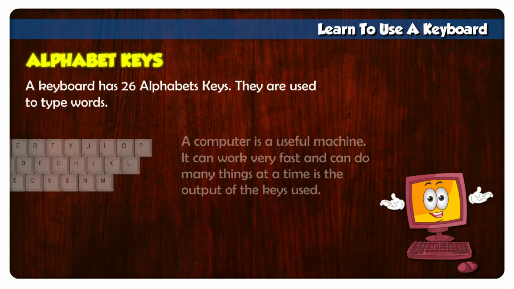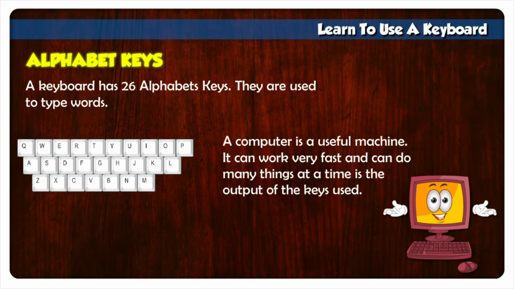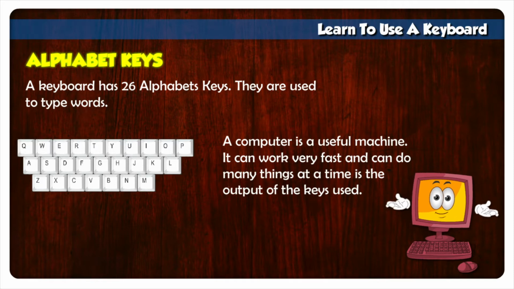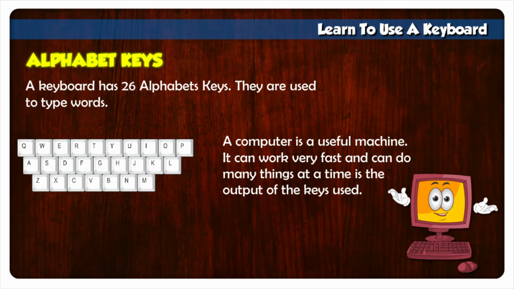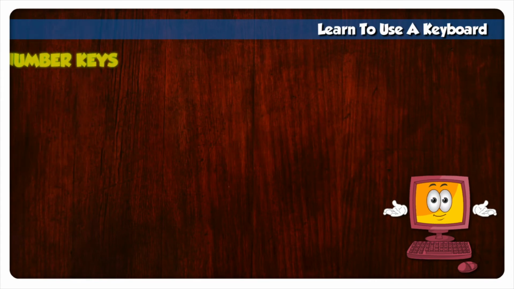Alphabet keys. A keyboard has 26 alphabet keys. They are used to type words. A computer is a useful machine. It can work very fast and can do many things at a time is the output of the keys used.